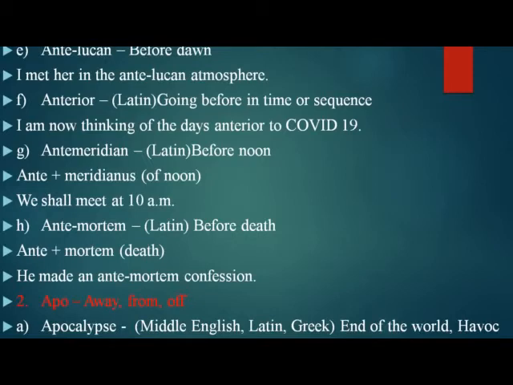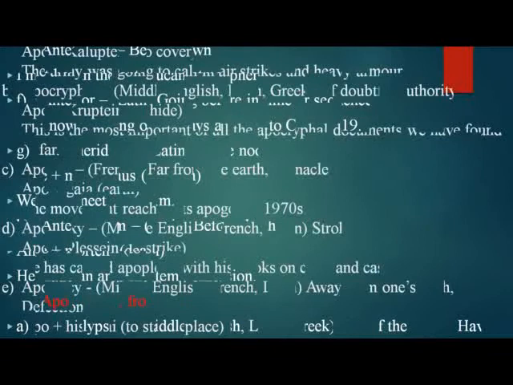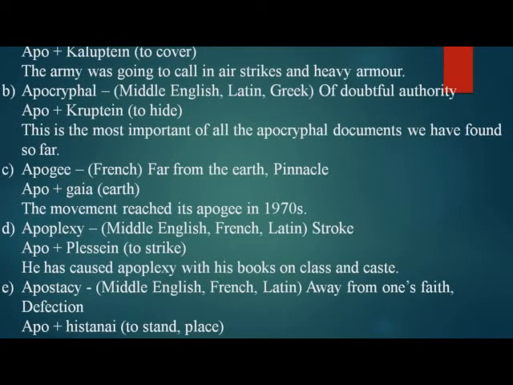These are the meanings of this prefix, and the first word is apocalypse. It has Middle English, Latin and Greek origin, and it means end of the world, havoc, catastrophe, all that. And the division you can see here, how we can split it: apo and calyptine. So calyptine means to cover. Away from that it means to reveal or to bring forth. That is what we can say here.